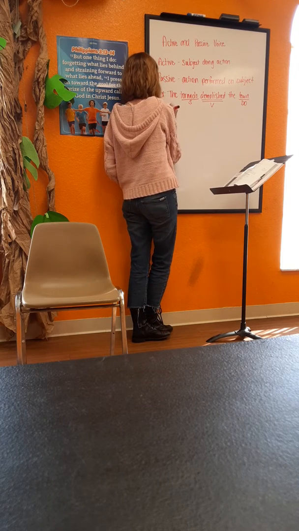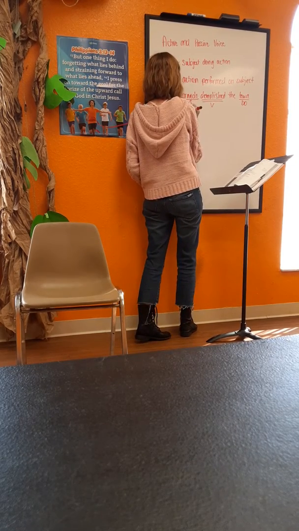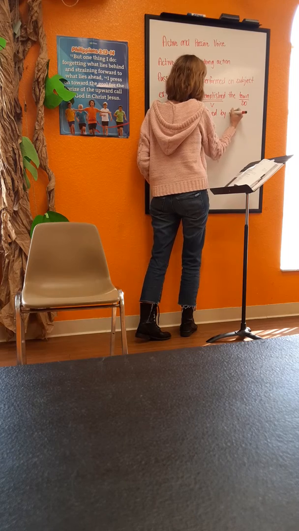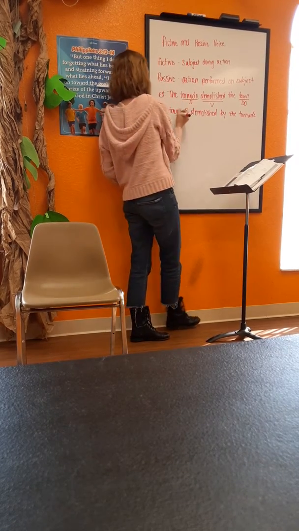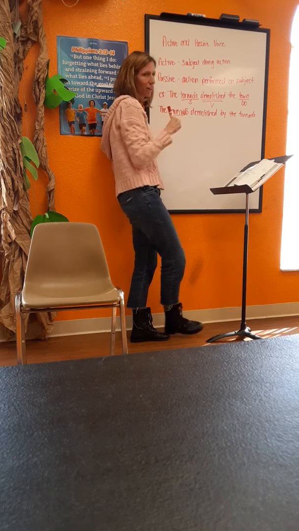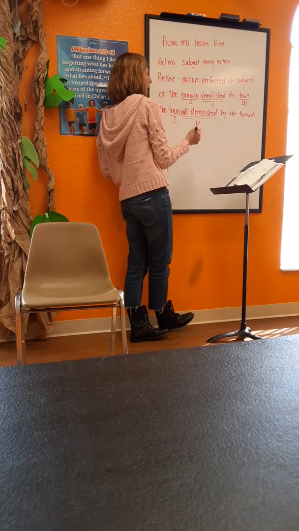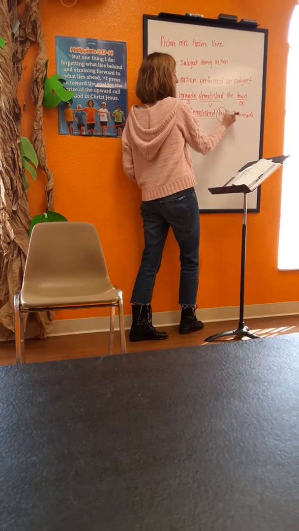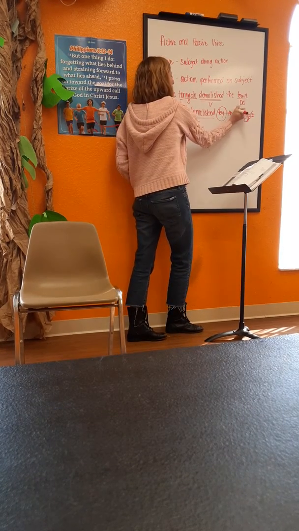Right? What about this? The town is being demolished by the tornado. Passive. Or we'd say was. Let's say was. The town was demolished by the tornado. Now our subject is town. And what's our verb? Was demolished. And then we have by the tornado, which is a prepositional phrase. Tornado is the object of the preposition.